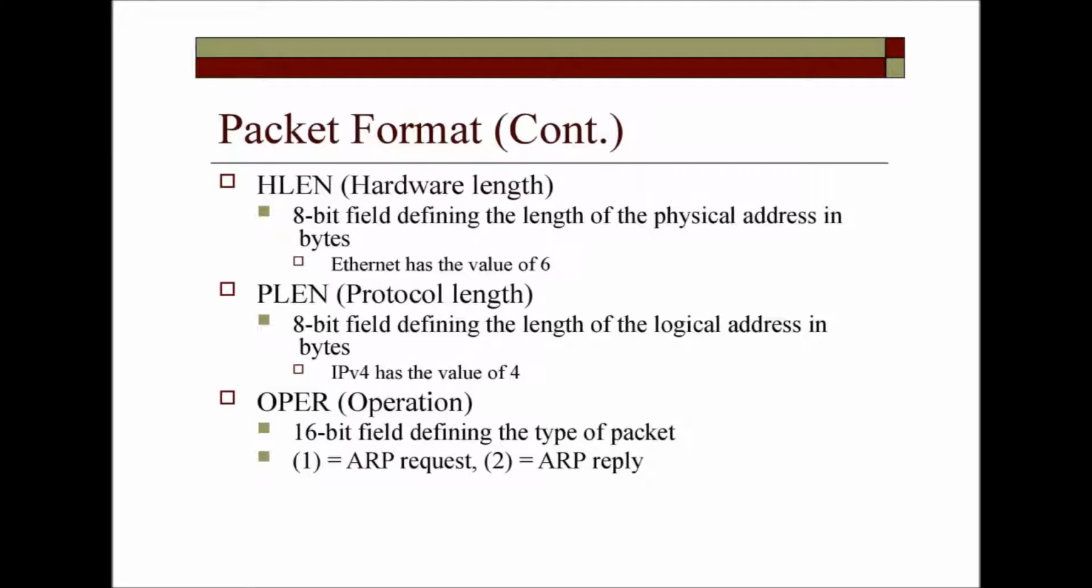It is a 16-bit field defining the type of packet, ARP request or ARP reply. There are 2 operations. First is ARP request. One is specified for ARP request, which is broadcast, and 2 is specified for ARP reply, which is unicast.